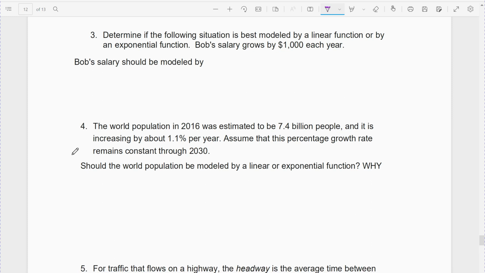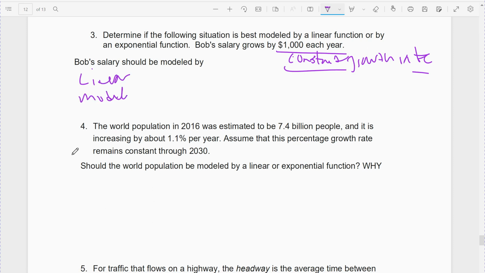Determine if the following situation is modeled by a linear function or by an exponential function. Bob's salary grows by 1,000 each year. Every year we gain 1,000. No more, no less. And so this is a constant growth rate. A constant growth rate is a linear model. And so you would get a line in this case where our slope is 1,000. Every year we add 1,000 to the account.